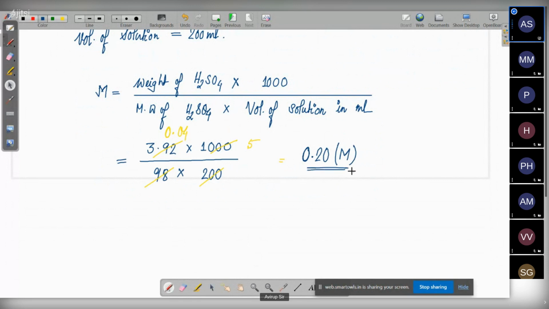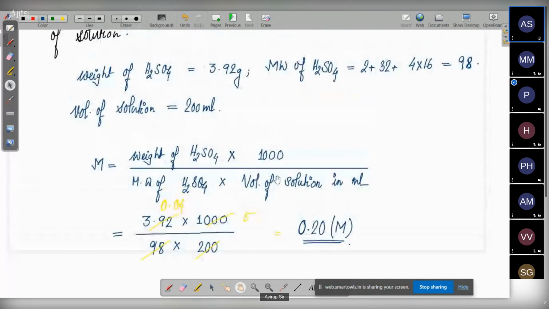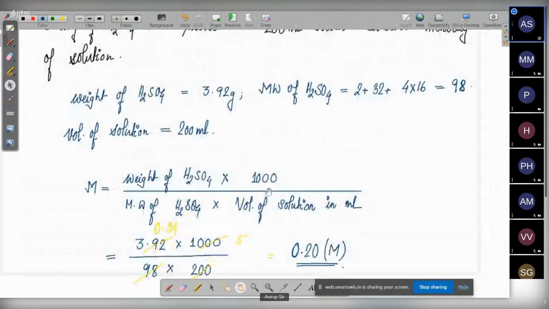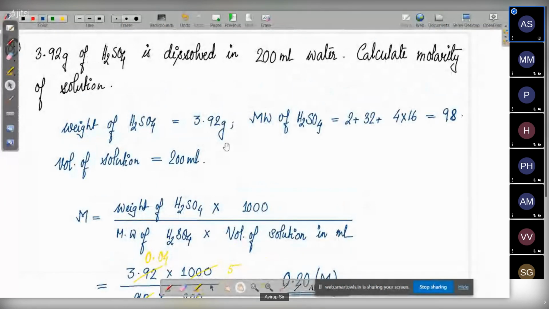Okay, so this is how you calculate the molarity of a particular solution. Is it clear to everyone? Yes, sir. So first, in this type of numerical, observe what data are given to you. Once you get to know the data, then see which formula is suitable.